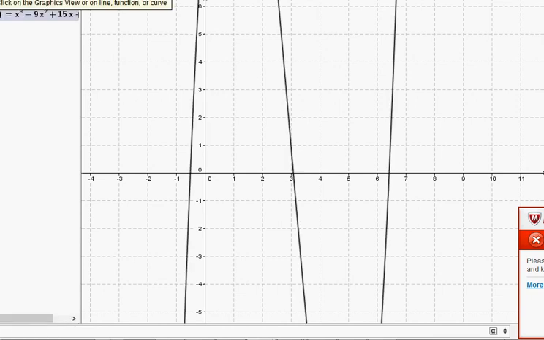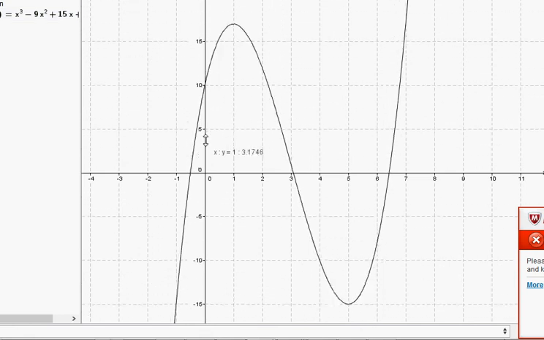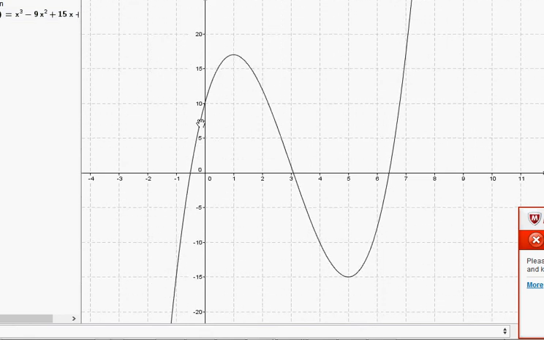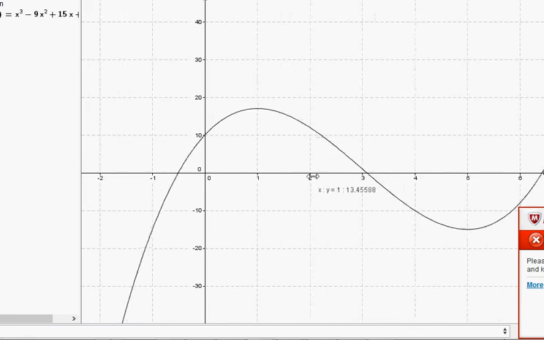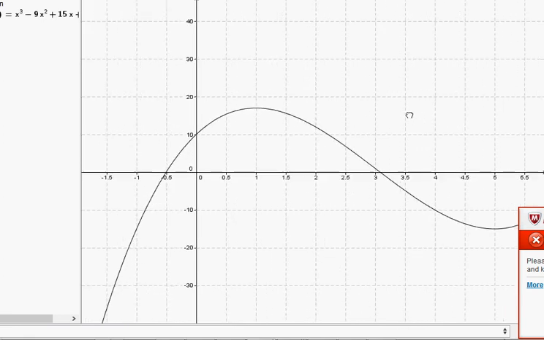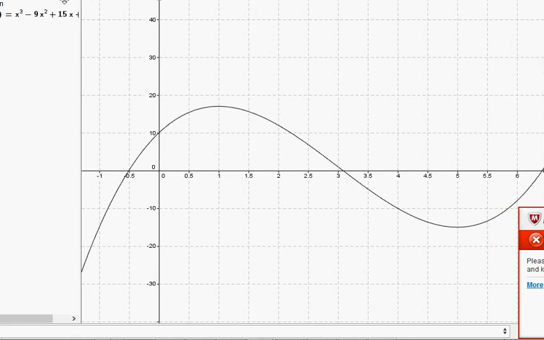Now, what I'm going to do is make it go down a little bit. What I really need to do is emphasize the difference in the curves. So I'm just going to drag it out a bit. Now you can see it here. Our maximum point was 1, 17. Our minimum point? 5, minus 15.